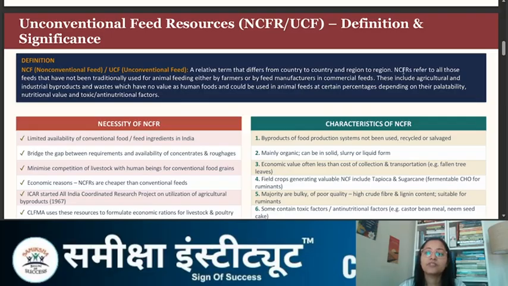Non-conventional feed resources refer to all those feeds that have not been traditionally used for animal feeding, either by farmers or by feed manufacturers in commercial feeds. These include agricultural and industrial byproducts and wastes, which have no value as human food and can be used in animal feeds at certain percentages depending on their palatability, nutritional value, and toxic or anti-nutritional factors.